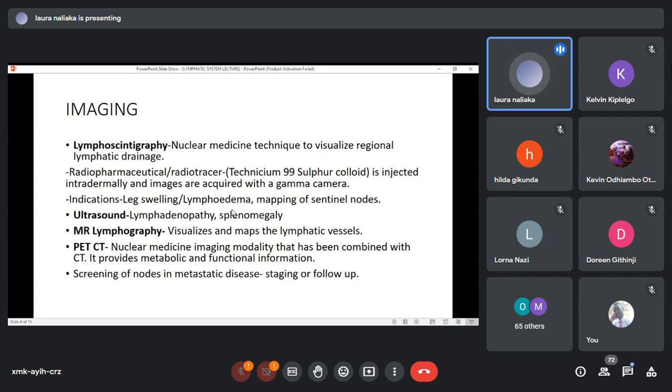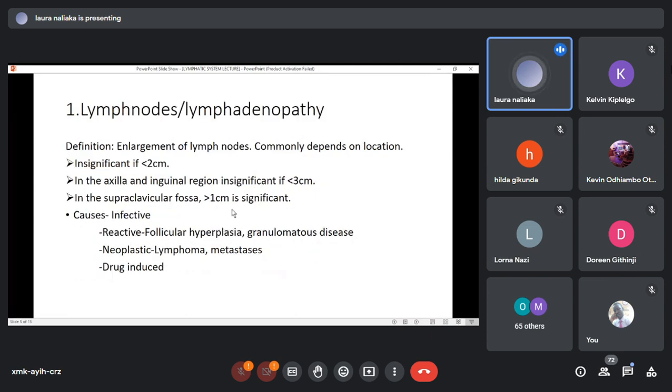PET-CT, also a new kid on the block, is where a nuclear medicine imaging modality has been combined with CT to provide metabolic and functional information, especially around the nodes. So it is mainly used for screening of nodes in metastatic disease or staging or follow-up of a patient known to have a tumor.